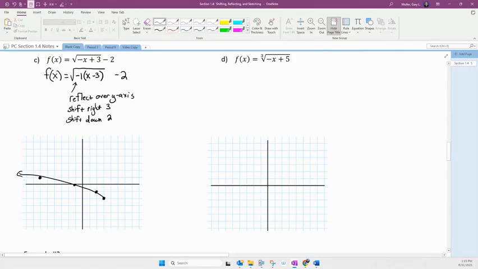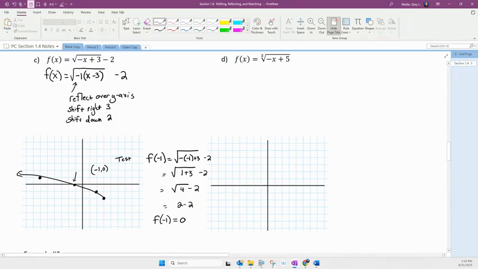So let's test it. This point right here, that should be the point negative 1, 0. So let's test it. Let's do f of negative 1, which would be the square root of negative 1 plus 3, subtract 2. So that's negative negative 1 plus 3 minus 2, square root of 4 minus 2, 2 minus 2. f of negative 1 is 0. Feeling pretty good that we got it right.